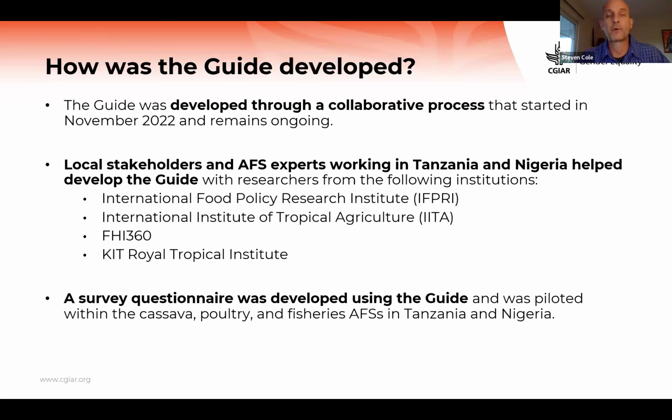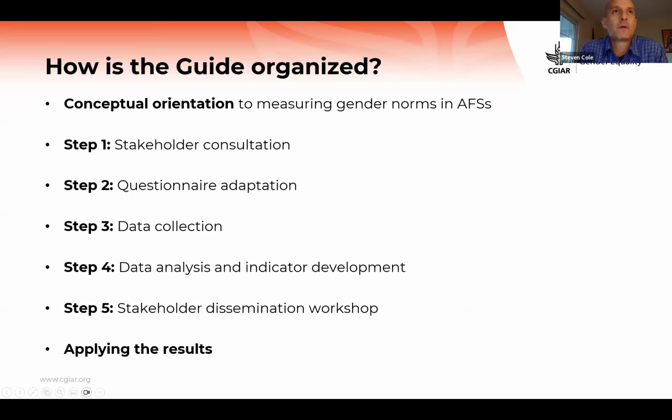So we used a participatory approach to develop the guide. We worked with a range of different stakeholders and agri-food system actors in Tanzania and Nigeria to develop the guide. We developed a survey questionnaire using the guide, and the questionnaire was piloted in 6 different agri-food systems across the 2 focal countries. Next slide, please. So the guide is organized as follows. The first part is a conceptual orientation to measuring gender norms in agri-food systems. Then we take the user through a 5-step process, and we end with some details about how we're applying the results to date. Next slide, please.